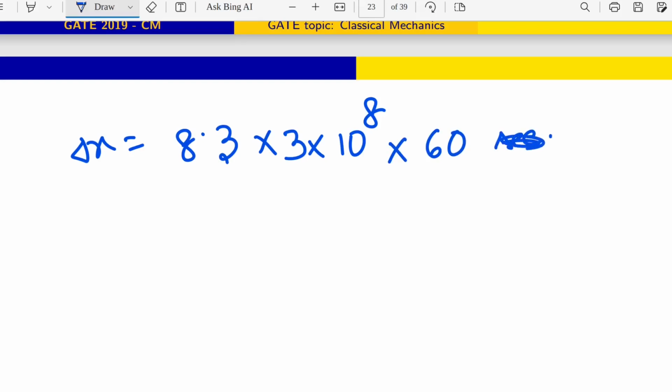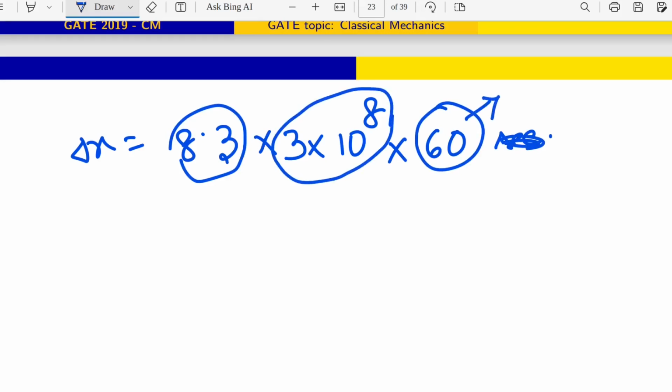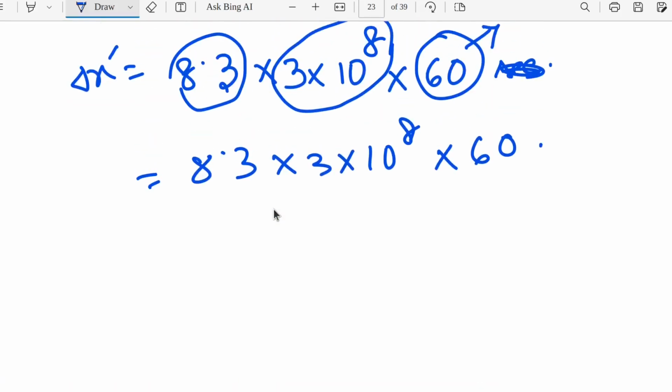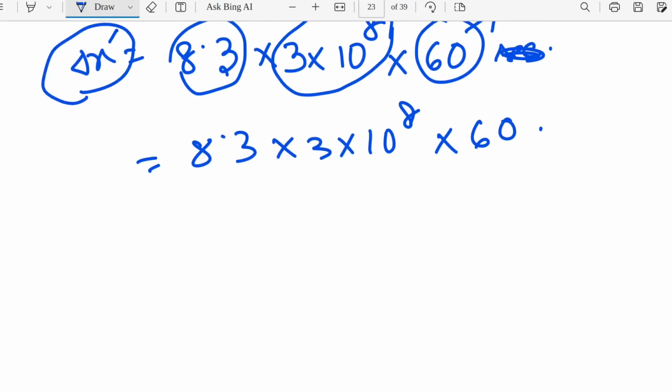This one gives the time in seconds, and this is the velocity in meters per second. So our delta x, which is delta x prime, will be 8.3 into 3 into 10 to the power 8 into 60. Okay, so now we also have the value of delta x prime.